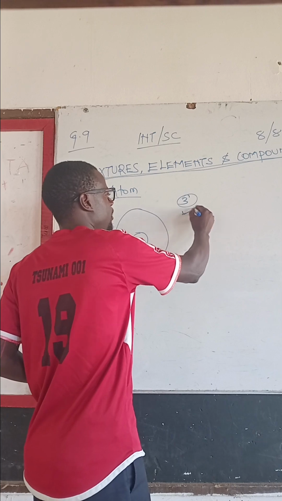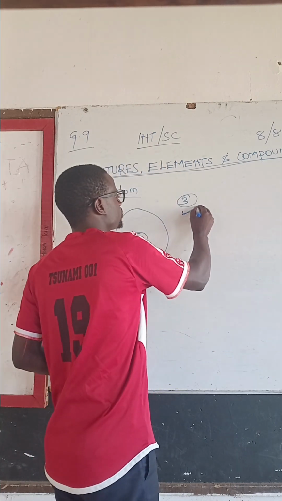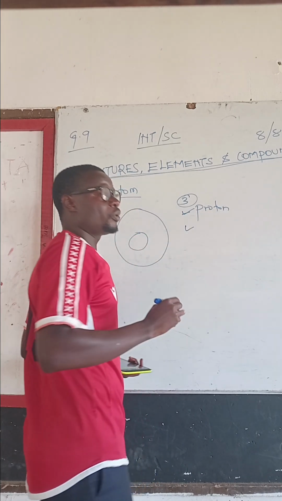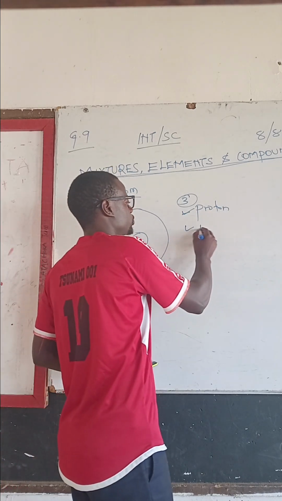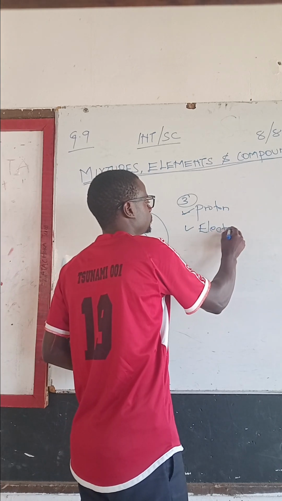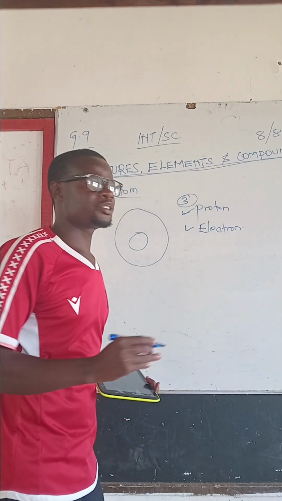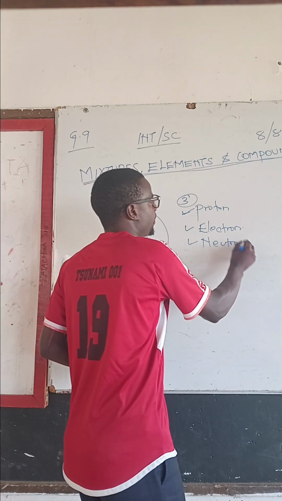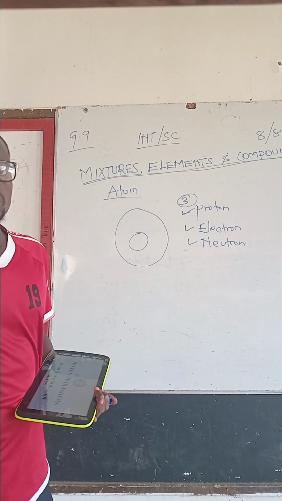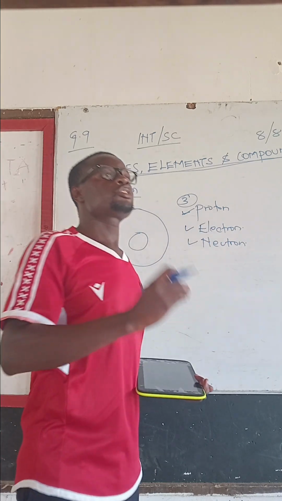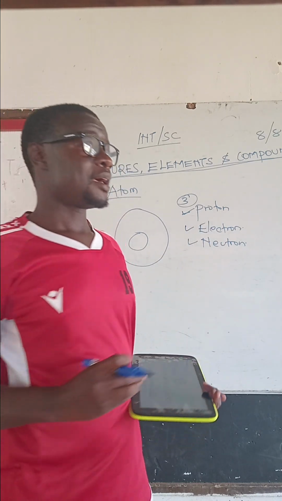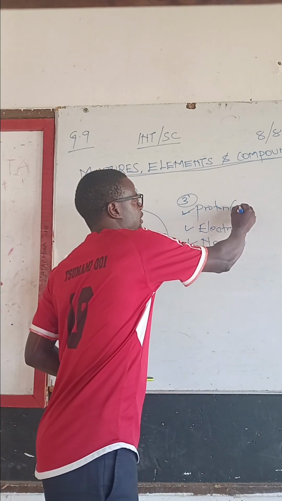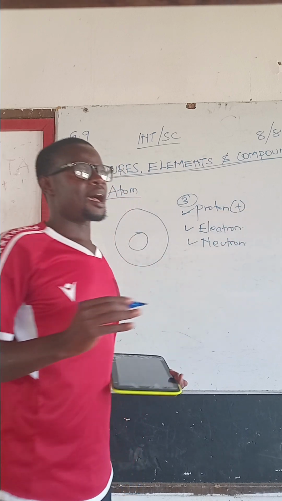The first one is always known as the proton. Number two, it is the electron. Then lastly, we have got the neutron. These subatomic particles, the three of them, each of them has got a charge. And we can say this proton is always positively charged.